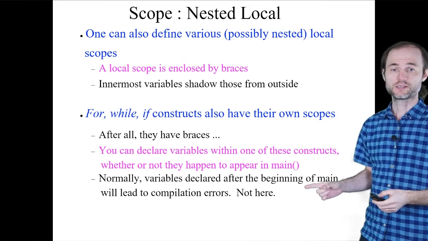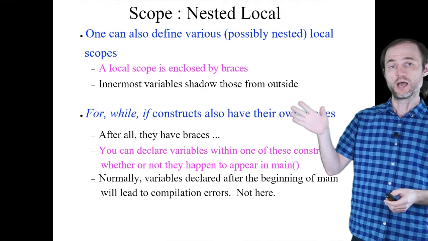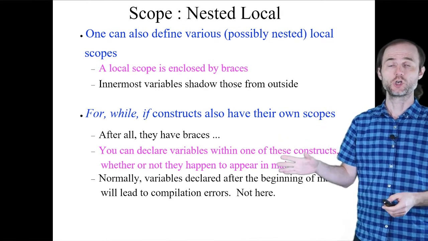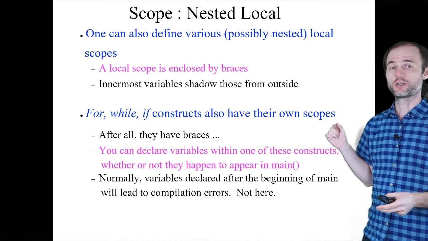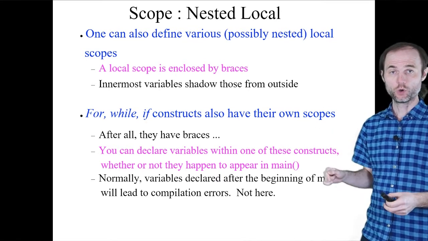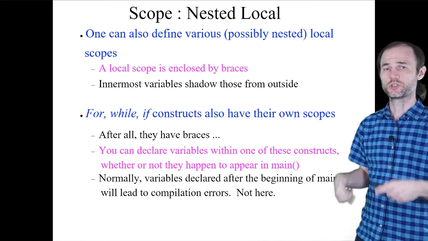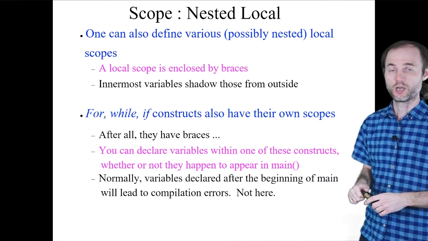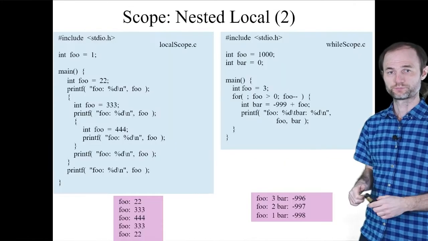Variables that are declared not at the beginning of main, but somewhere else in a random place of the code can lead to errors. But if you declare them at the beginning of a scope, that will not lead to errors. And we will talk about C extensions and newer standards that actually allow you to relax those strict rules.